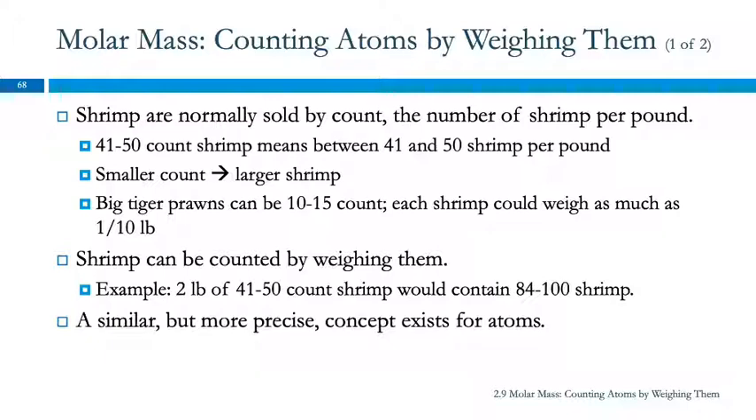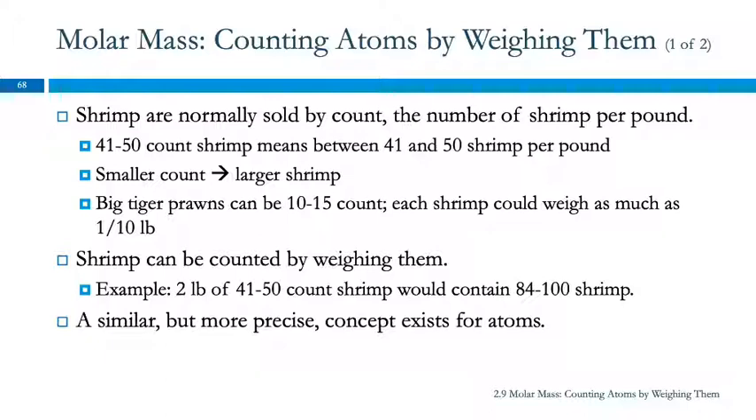The big tiger prawns, the really big ones, their count might be 10 to 15. So in a pound of shrimp, there might only be 10 shrimp because each of them is 1/10 of a pound. But regular shrimp, there might be 41 or 50 in there, somewhere in that range. So they're much smaller shrimp, right? You can count the shrimp by weighing them.